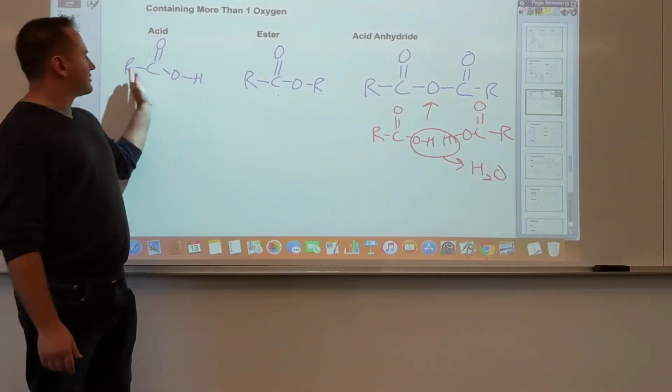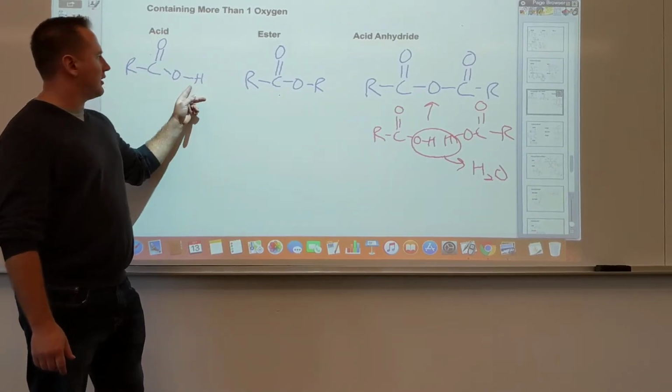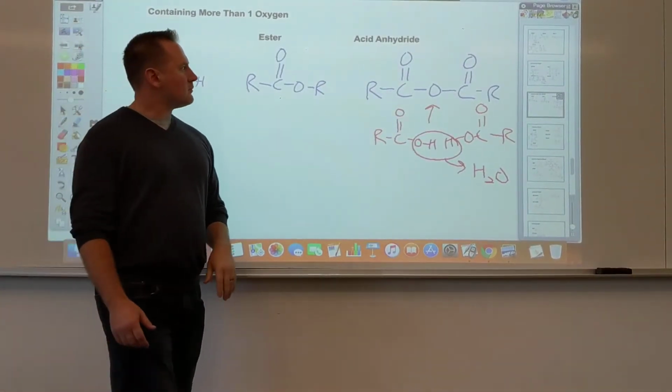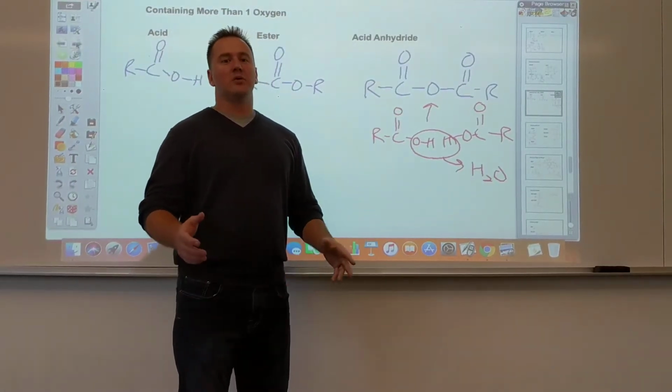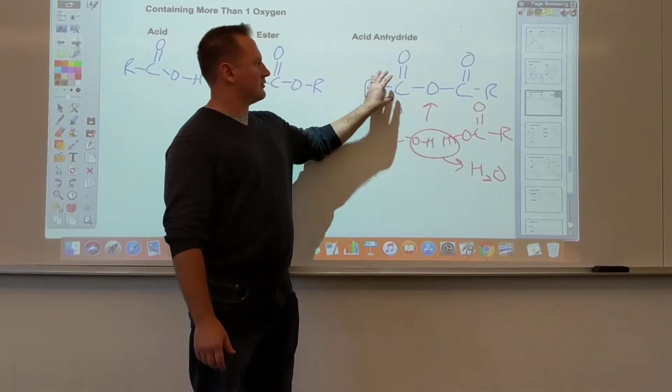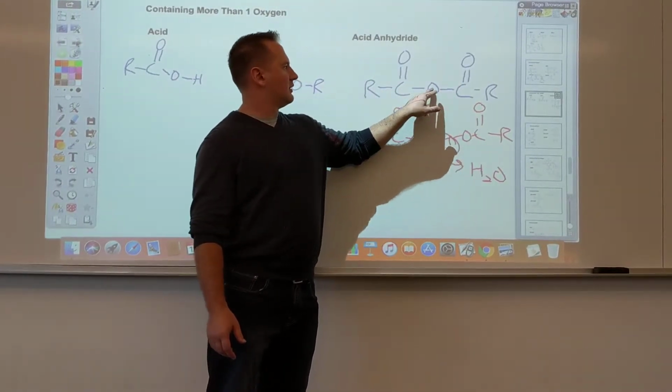An ester is essentially like an acid, except instead of that oxygen being connected to a hydrogen, it's now connected to another chain. An acid anhydride is like what you would get if two acids came together and lost water. So it's basically two acid molecules connected with an oxygen.